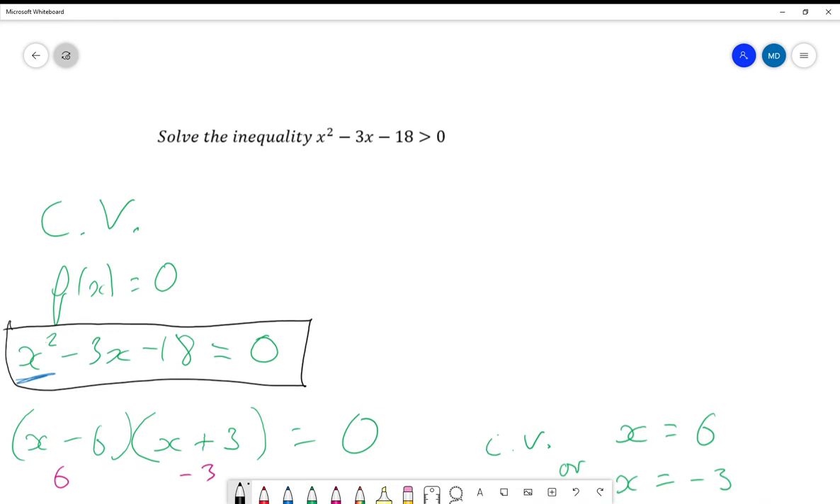We know our original inequality. We know our critical values are negative 3 and 6. And we know that it goes less than 0. When x equals 0, we get f of x is less than 0. Therefore, it must be outside. We're looking at our answers must be values bigger than 6 and less than negative 3.